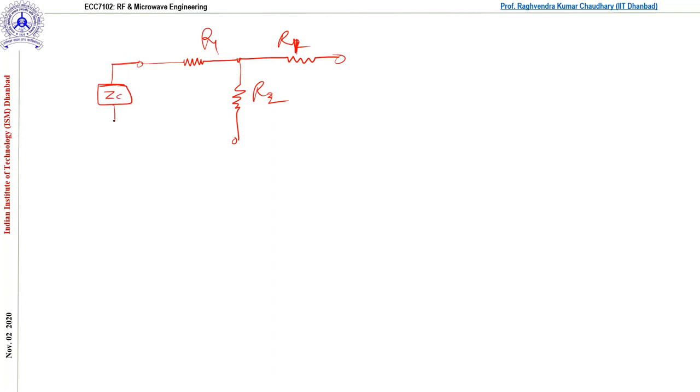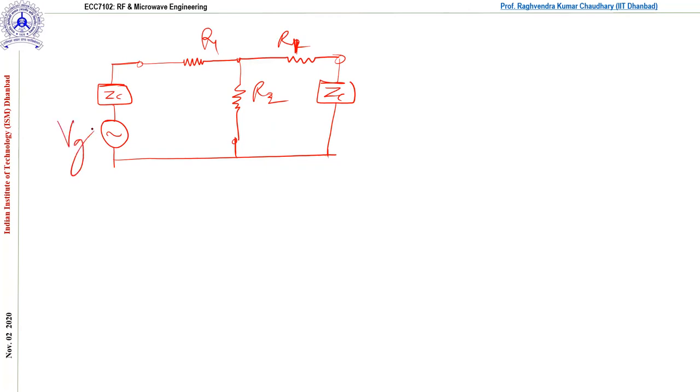Fine. There are two basic configurations that you might be knowing: one is the T and the other is the delta. If I draw these, this is the T shape. This is R2 and this is R1, and this is the characteristic impedance ZC, and this is the source. At the end you connect ZC again, so this is fully matched.